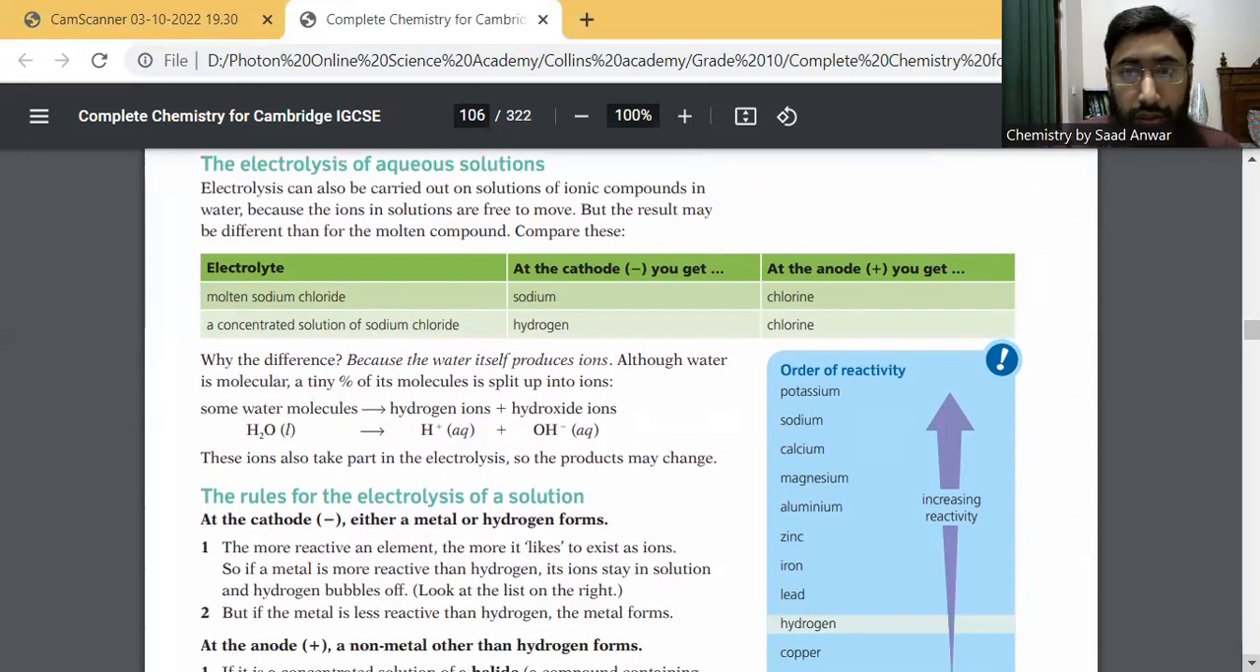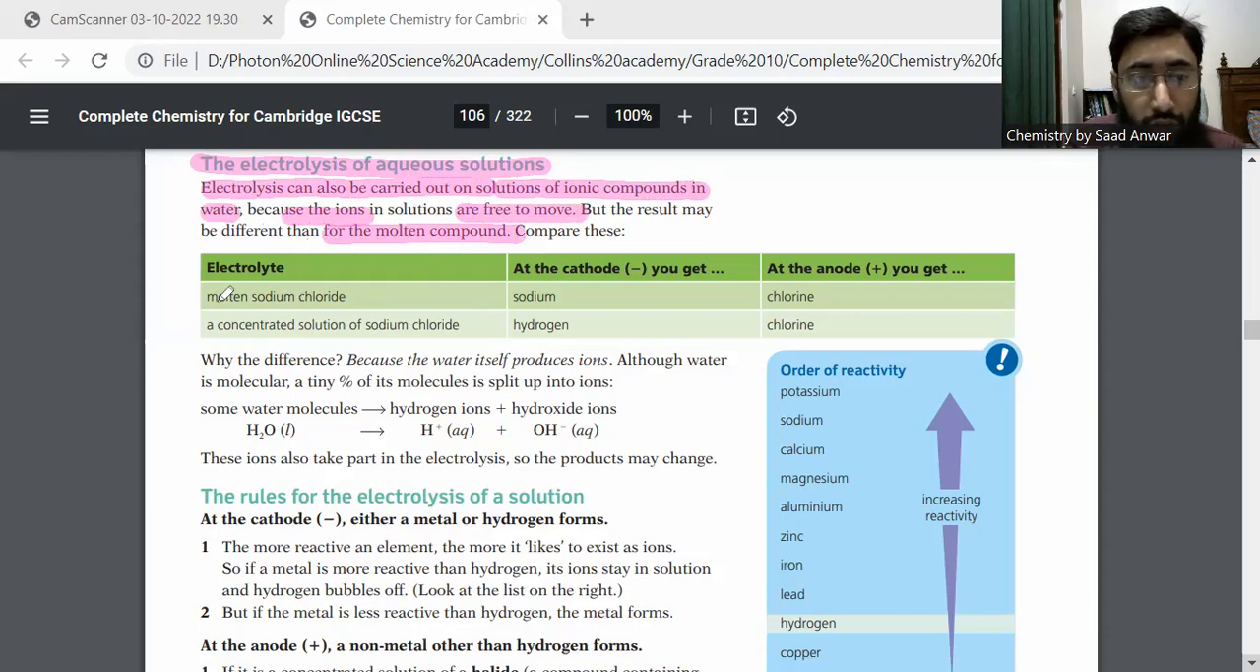So the topic is, from notes you can follow that book as well, and you can also follow the books which you have. The electrolysis of aqueous solution. Electrolysis can also be carried out on solutions of ionic compounds in water, because the ions in the solution are free to move, but the result may be entirely different than for the molten compounds.